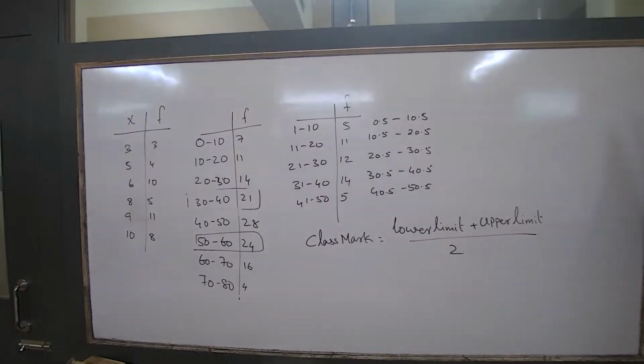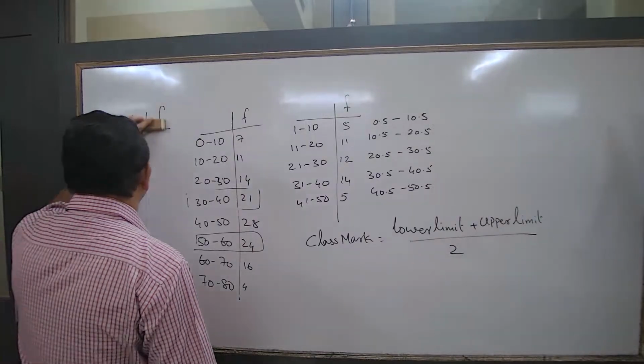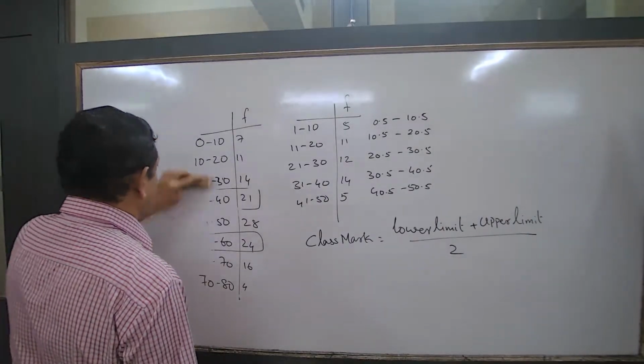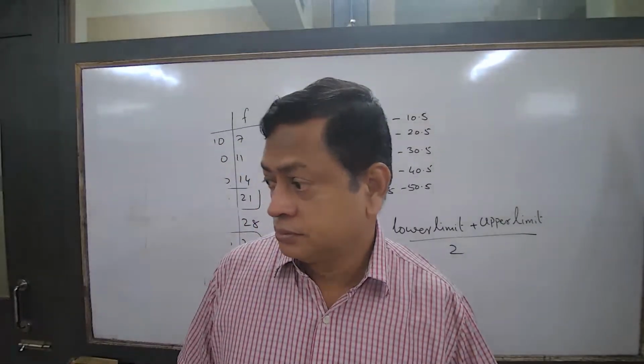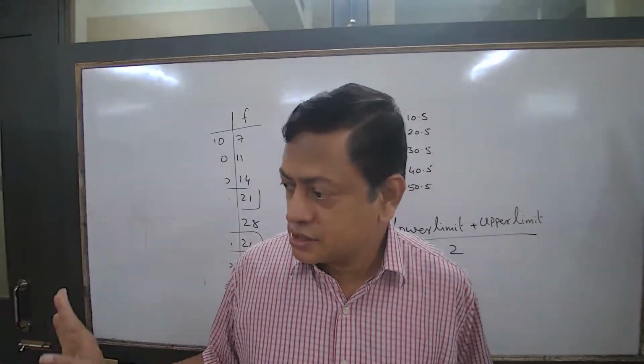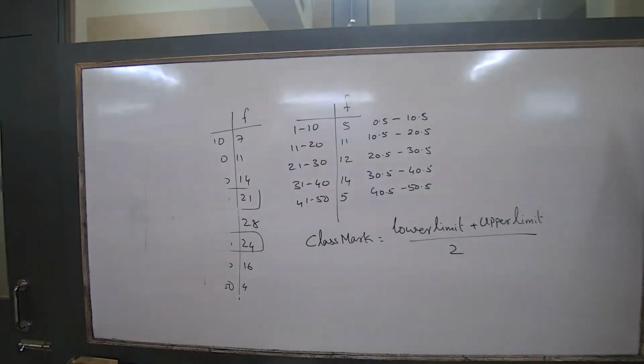Next, another one is cumulative frequency, which you will study; that I'll explain to you later. Class height and class size are the same thing. Class height, class width, class size are all the same thing, equal to upper limit minus lower limit.